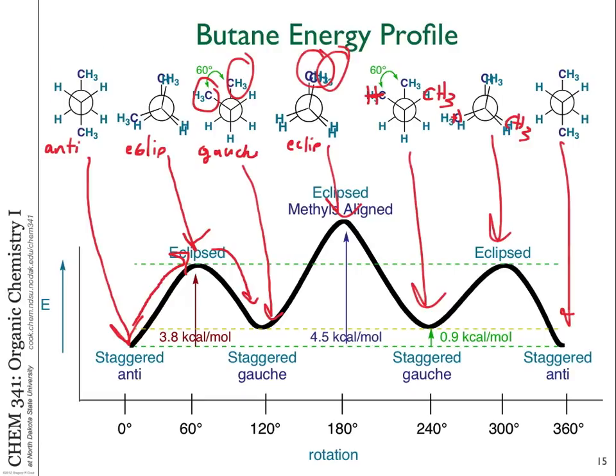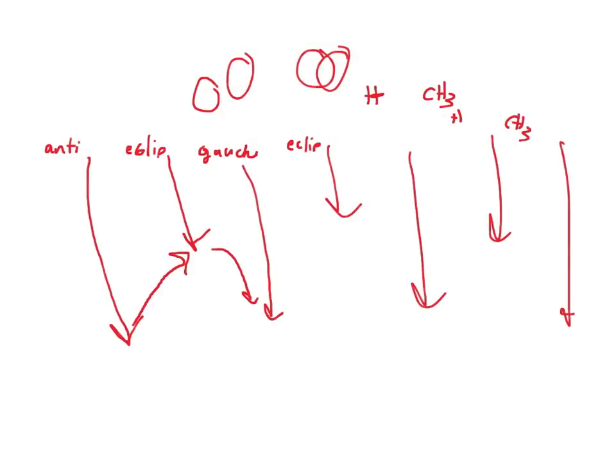Okay? So what do you think this would look like if we had propane? What would that energy graph look like if we were looking at propane instead of butane? Think about propane for a moment. It only has two carbon-carbon sigma bonds. You have C1 to C2 or C2 to C3. So it doesn't really matter which we look at.